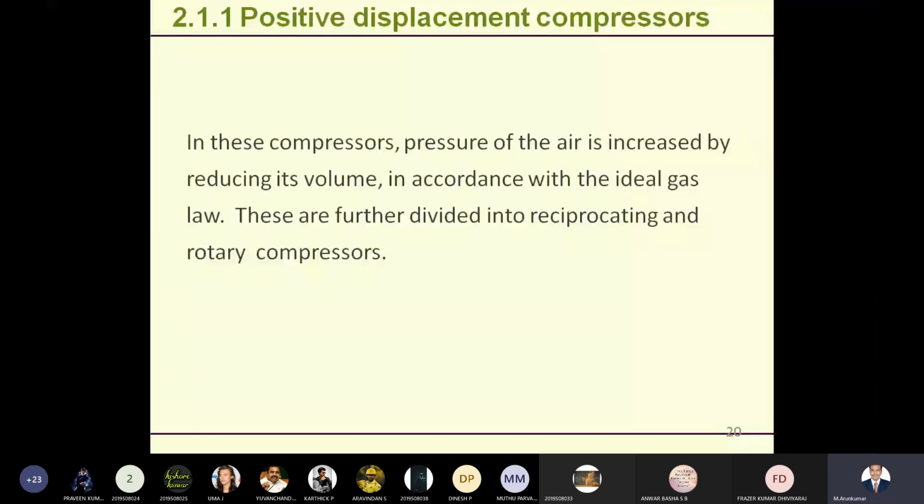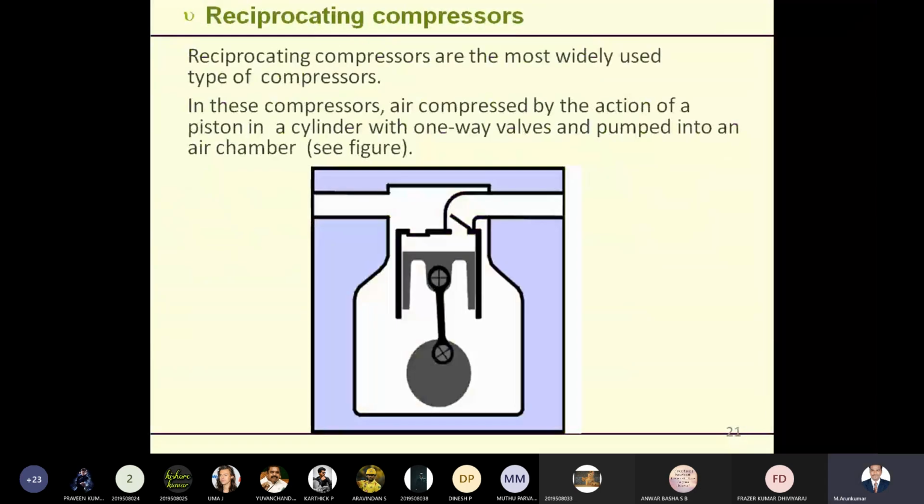So we can look at what is a positive displacement compressor. In this compressor, the pressure of the air is increased by reducing its volume in accordance with the ideal gas law. So you know very well this positive displacement compressor works purely on the principle of the ideal gas law. These are further divided into reciprocating and rotary compressors. And this is our reciprocating compressor. These reciprocating compressors are the most widely used type of compressors. In these compressors, air is compressed by the action of the piston. You know what is a piston cylinder arrangement. This is purely the application of a piston cylinder arrangement with one-way valves and pumped into an air chamber.